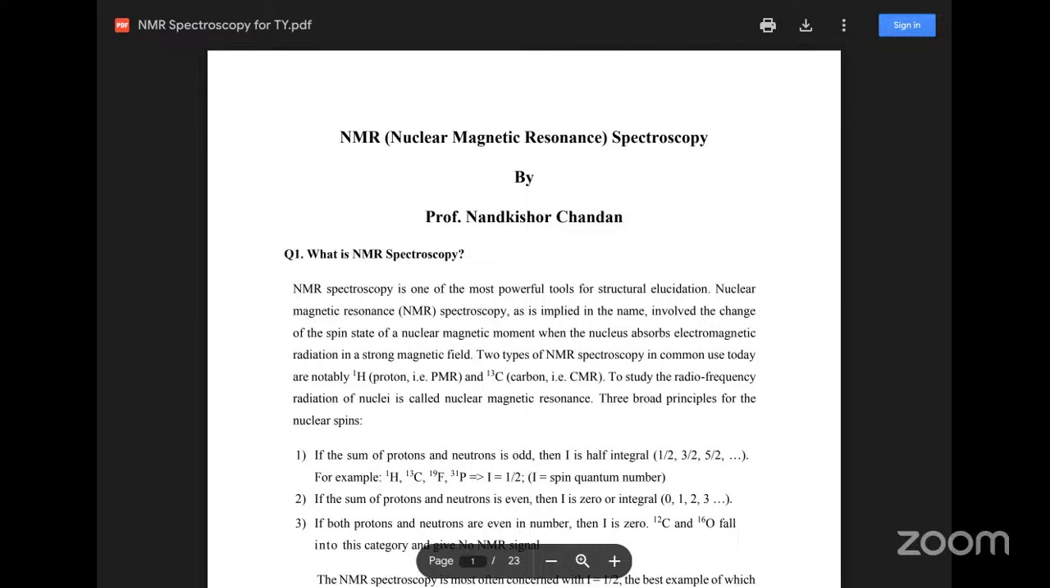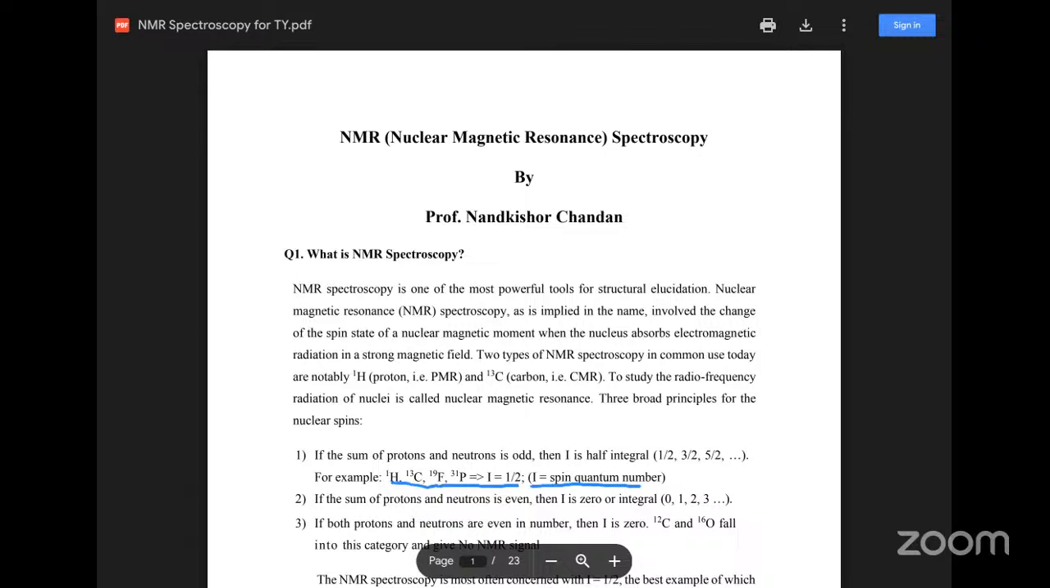Now, the basic principle of NMR spectroscopy is that any nuclei having half integral spin, particularly the nuclei of a proton, C13, fluorine, phosphorus, are the nuclei which are normally targeted for NMR spectroscopy.